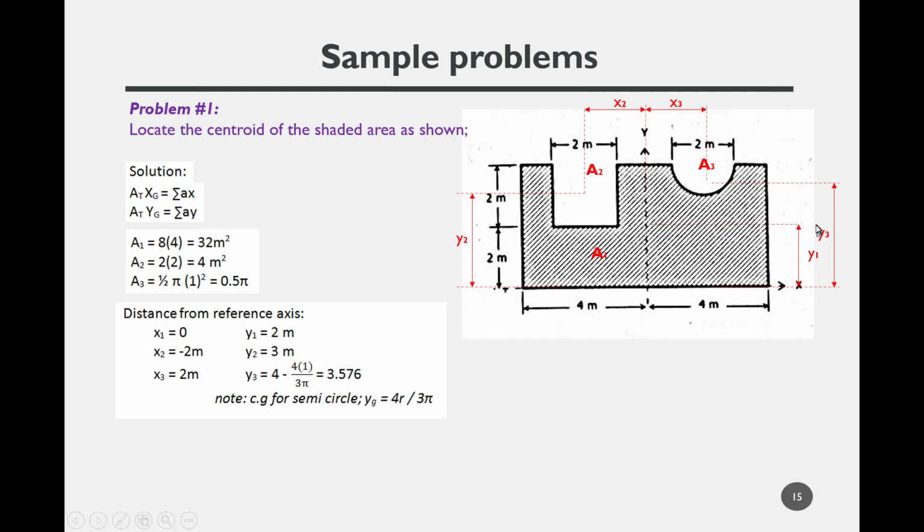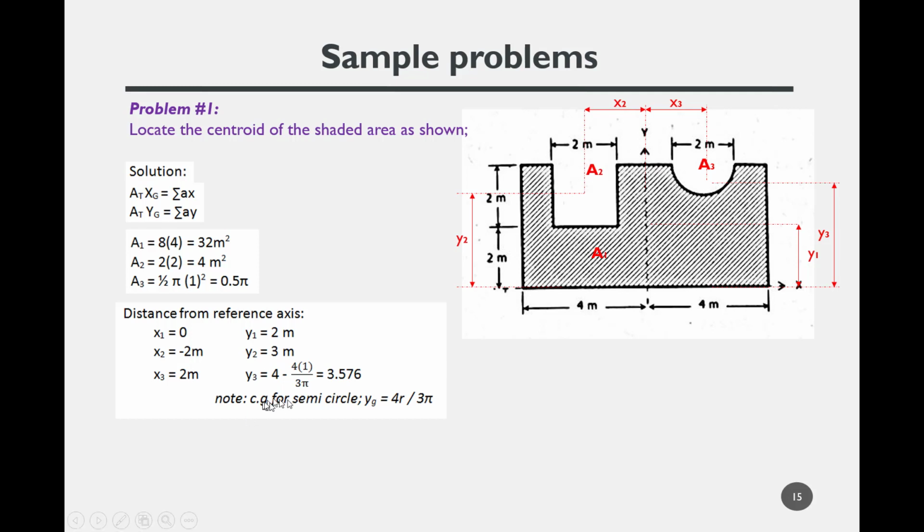Tsaka yung y3 is actually this is a 4. Alam natin yan, 4, kaya lang hahatiin natin dito, kasi nakita natin nga 4/3. Nakukuha natin yung value na yan. So, minus 4/3 of pi. So, that is 3.7. Okay.